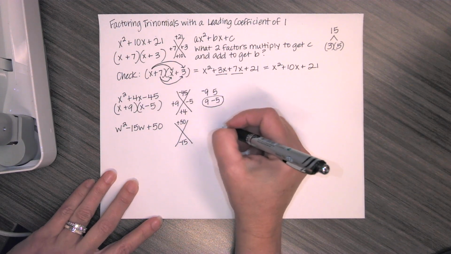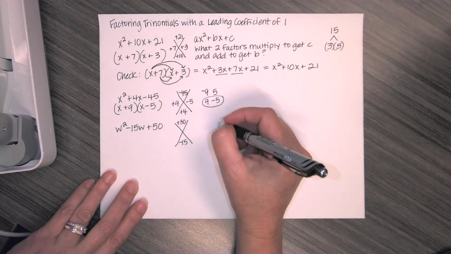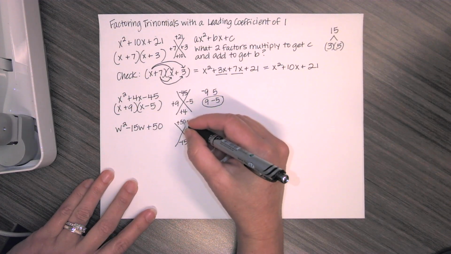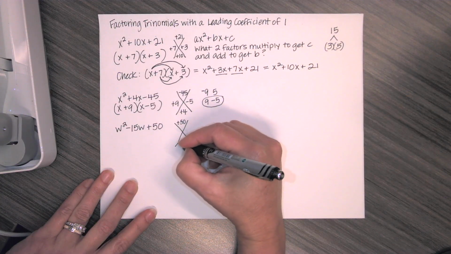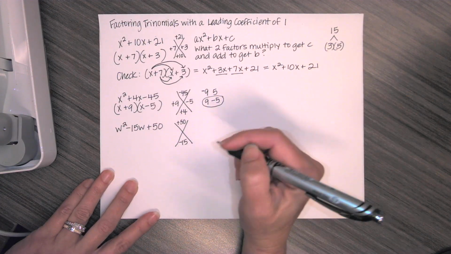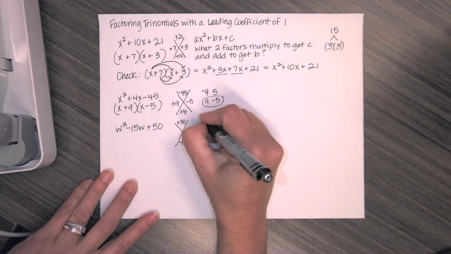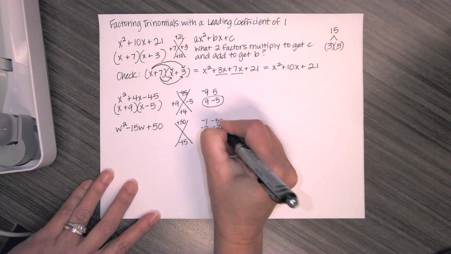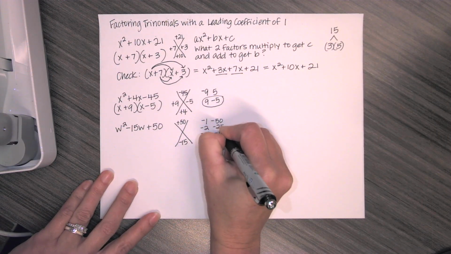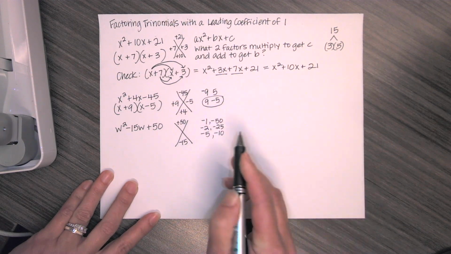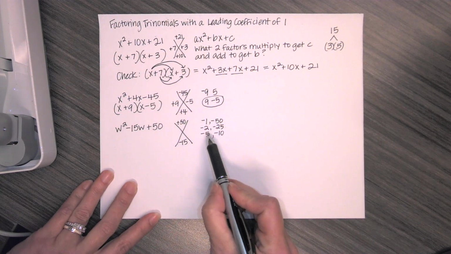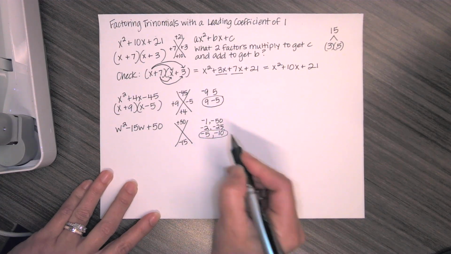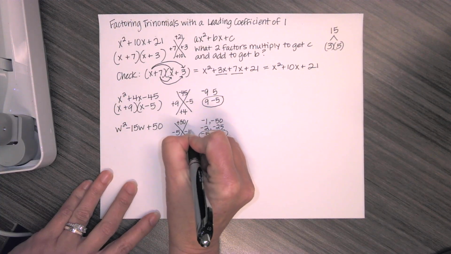They're either both going to be positive or both negative, because a positive times a positive is a positive and a negative times a negative is a positive. Since the number they have to add to is negative, that tells us these are both going to be negative. So we could have negative 1 and negative 50, negative 2 and negative 25, negative 5 and negative 10. These are all pairs of factors that would multiply to get 50, but we're looking for a pair that also adds to get negative 15, and here it is right here. Negative 5 and negative 10.